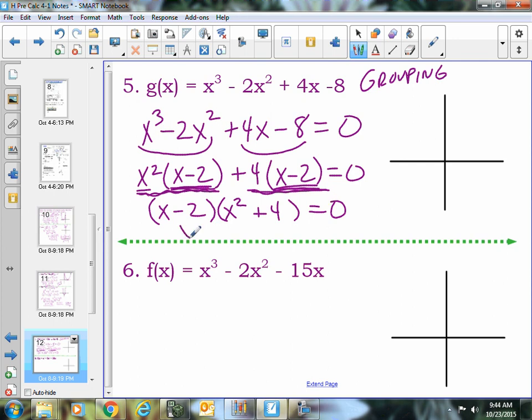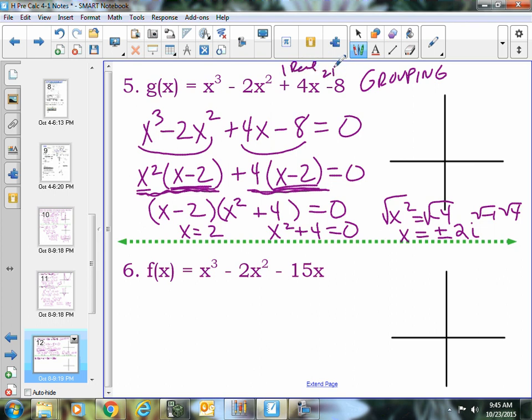So for the first one, that would be x equals 2. The next one, not as nice numbers. When we set that equal to 0 and we subtract the 4, we're going to end up getting imaginary solutions. So plus or minus, and remember, think of that as -1 times 4. That would be plus or minus 2i. So we have 1 real solution, 2 imaginary. So 1 real, 2 imaginary answers.